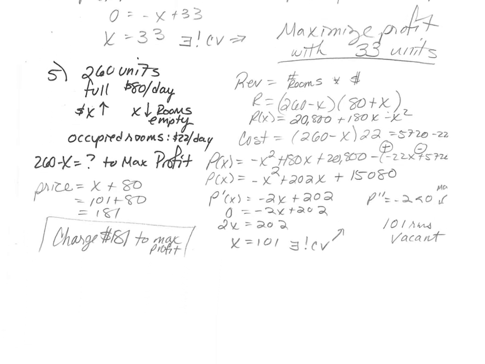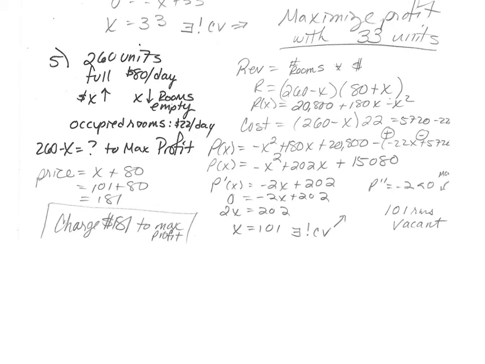Number 5 is a little bit different, and they give you a lot of information, and then you have to do something with it, right? They have 260 units. The hotel is full when they charge just $80 a day. That's not going to be their maximum profit, but they do have a full house. So for every dollar they raise it, they drop 1 empty room. And so that means if the price is $81, they have 259 sold. If the price is add 10, $90, subtract 10, you get 250 units. If they add $17, then you take away 17 units.